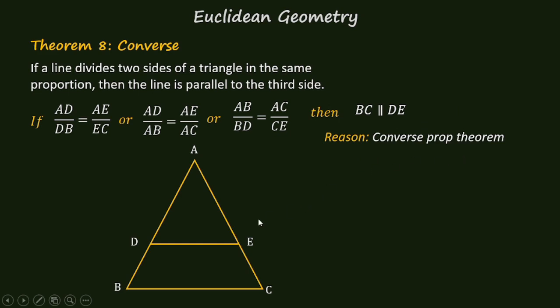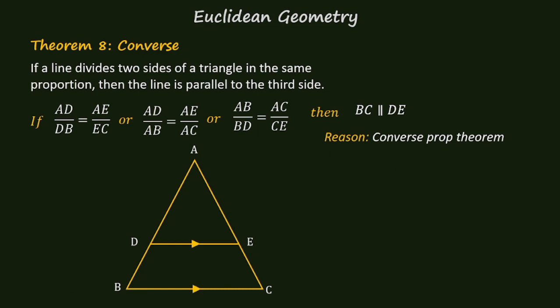So if you find that you've been given the sides of the triangle, and when you express the sides of that triangle, they give you equal ratios. Let's say you write the ratio of this side, and you find that it is equal to the corresponding ratio of the other side. Then you can conclude that DE is parallel to BC, and you would write that as the reason for that statement. So DE would be parallel to BC.